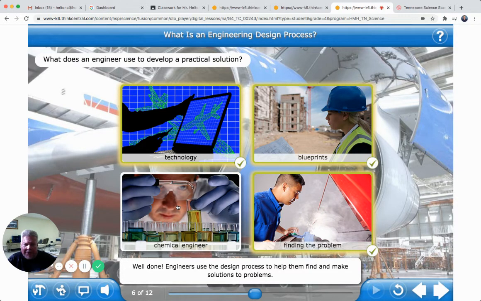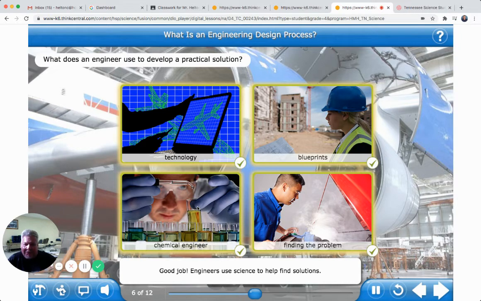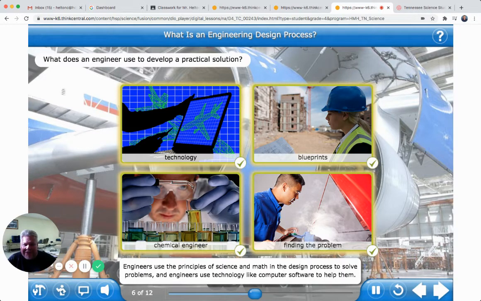Would they use a chemical engineer to help them find a practical solution? I don't think so. What if we click on it? Good job. I guess so. Engineers use science to help find solutions. Teacher was wrong. You know that all the answers are correct.